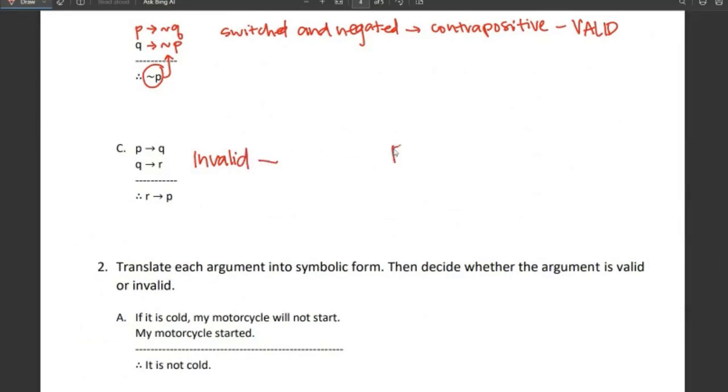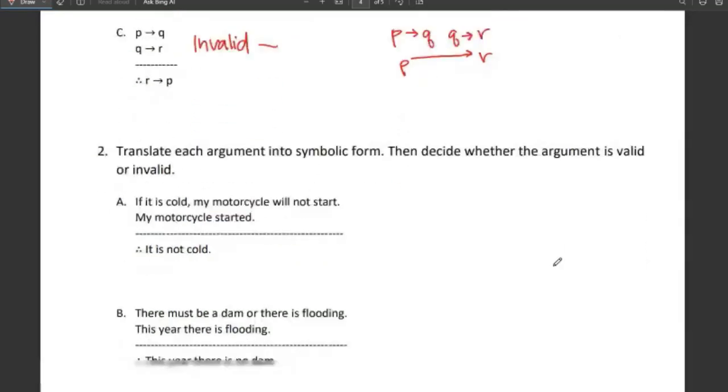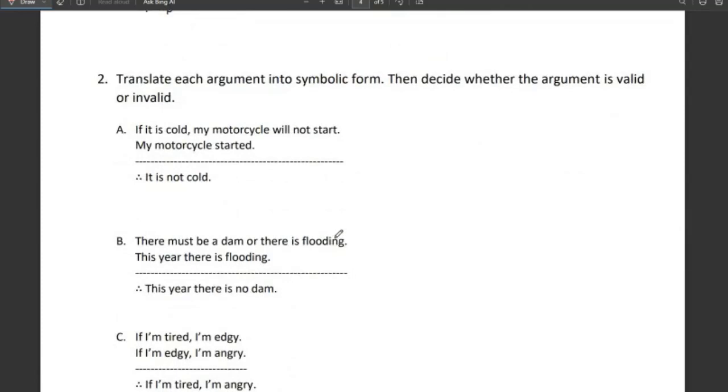And then another way that I can show you, if P goes to Q, and then Q goes to R, then if we continue the arrow, P has to go to R. And if it's not, which it obviously isn't, then it's invalid. All right. Okay, so this one we are going to skip.